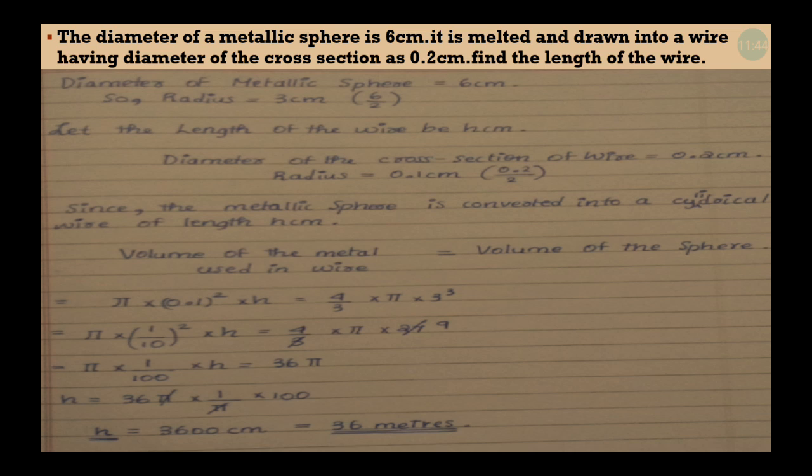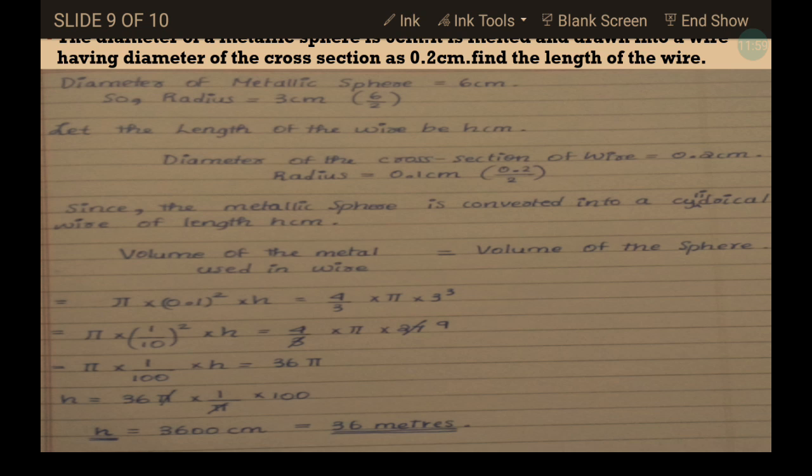Since the metallic sphere is converted into a cylindrical wire, what will be the formula? Volume of the metallic wire is equal to volume of the sphere. So pi into, what is the radius? 0.1 square into h is equal to 4/3 into pi into 3 cube. When we solve this, we get the h value as 3,600 centimeter. So what is the value of h? It's nothing but 36 meter.